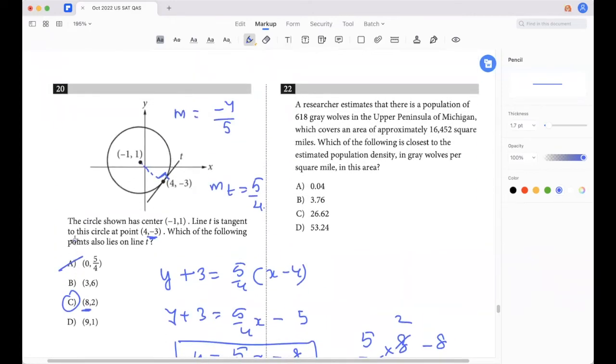A researcher estimates that there is a population of 618 gray wolves in the Upper Peninsula of Michigan, which covers an area of approximately this many square miles. Which of the following is closest to the estimated population density in gray wolves per square mile for this area? So that will just be 618 by 16452. So let's plug that in. So that's 0.037, right? Which is very close to 0.04, option A.